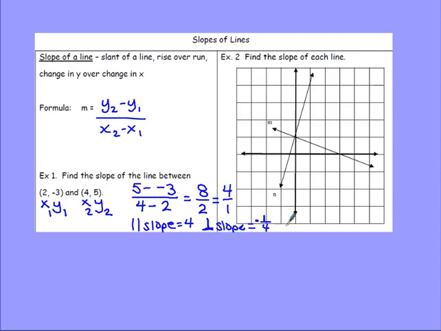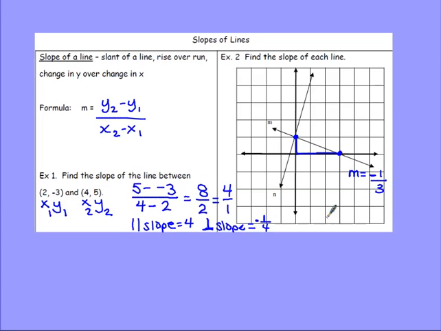Alright, so let's look at a graph of some lines and find their slopes. To find the slope of line M, we can just simply count. So how much is going down and then over. Find a point where it's going through the grid and see how much it's going down and then over. So it's going down 1 and over 1, 2, 3. So the slope here is negative 1/3.